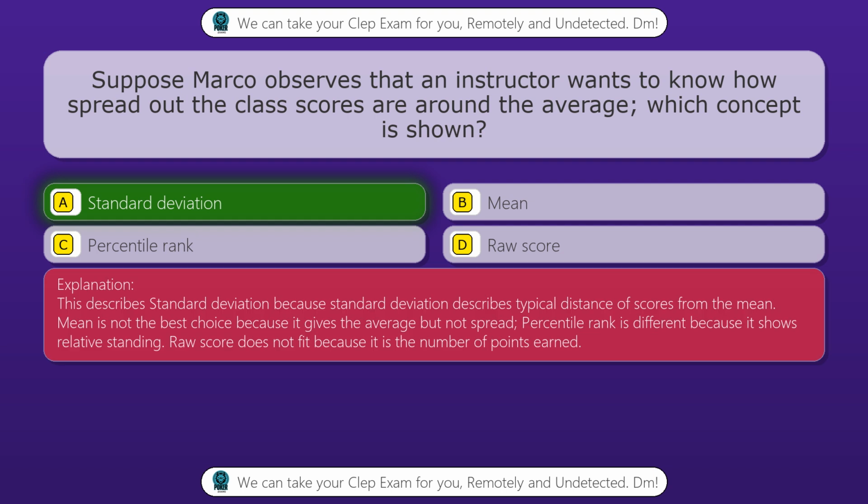This describes standard deviation because standard deviation describes typical distance of scores from the mean. Mean is not the best choice because it gives the average but not spread. Percentile rank is different because it shows relative standing. Raw score does not fit because it is the number of points earned.